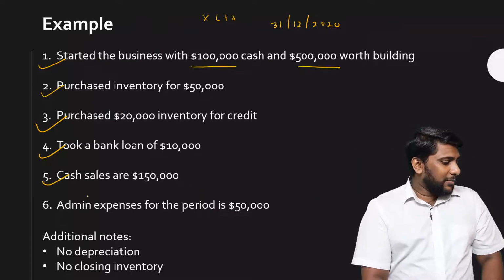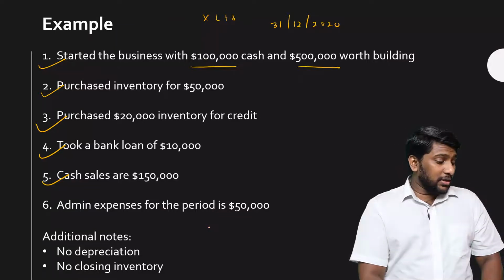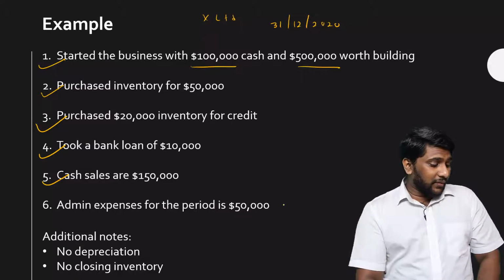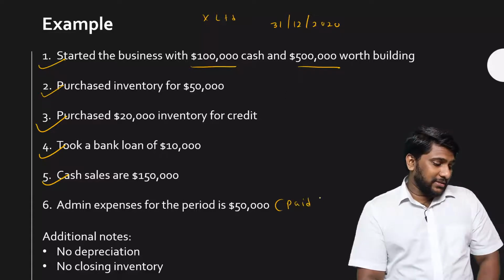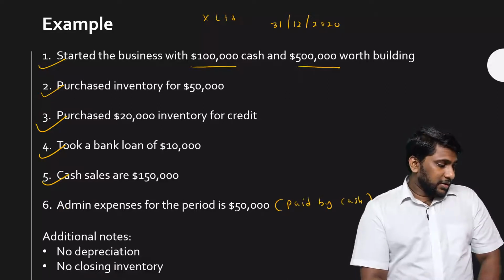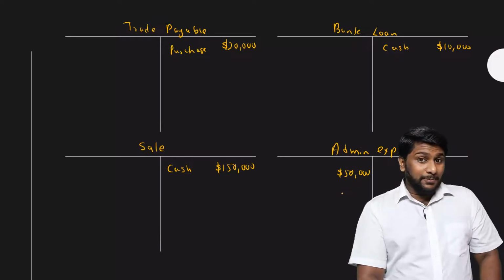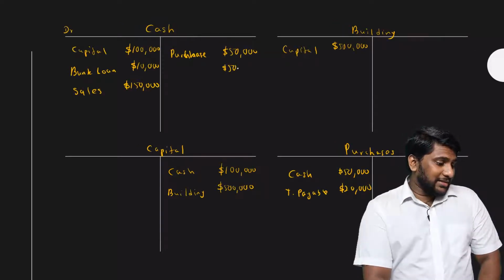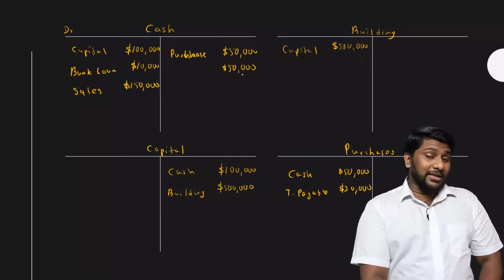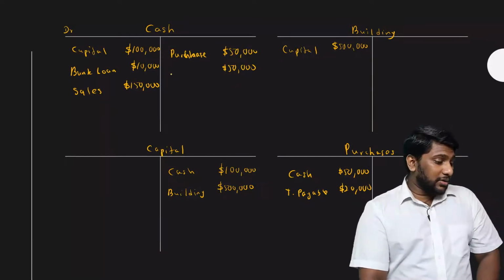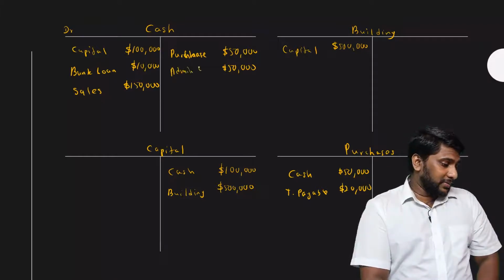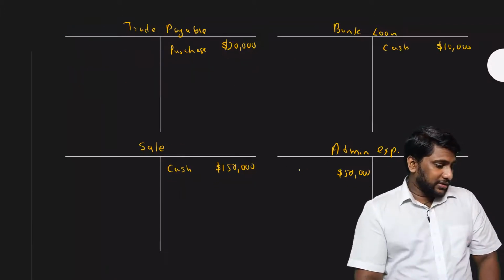Next one. Admin expenses for the period, it is 50,000 US dollars. So we'll assume this entire 50,000 US dollars is paid by cash. So admin expense is 50,000 US dollars. I'll open up another account for the admin expense. Admin expense, so it is an expense. How much is that? 50,000 US dollars. And you have made this payment by cash. So cash is getting decreased, asset decreases. It should be a credit record. So here I will write admin expense, and here I will write cash.